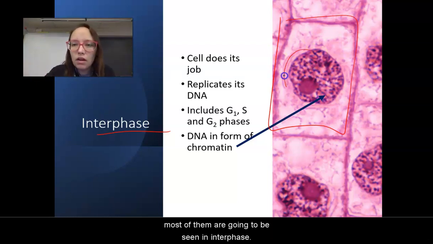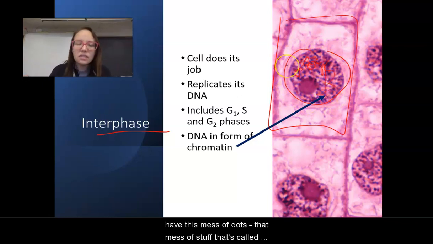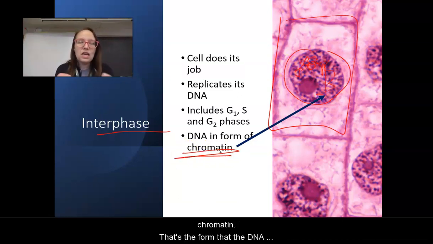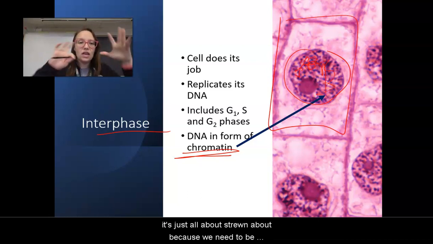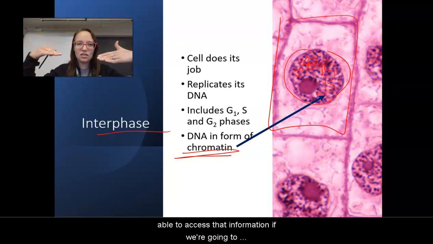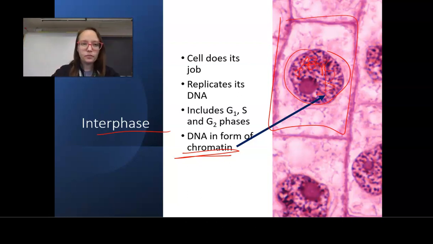So notice here, this is our nucleus, and we have this mess of dots. That mess of stuff, that's called chromatin. That's the form that DNA takes when we're in interphase. It's just all strewn about because we need to be able to access that information if we're going to be able to replicate that DNA.